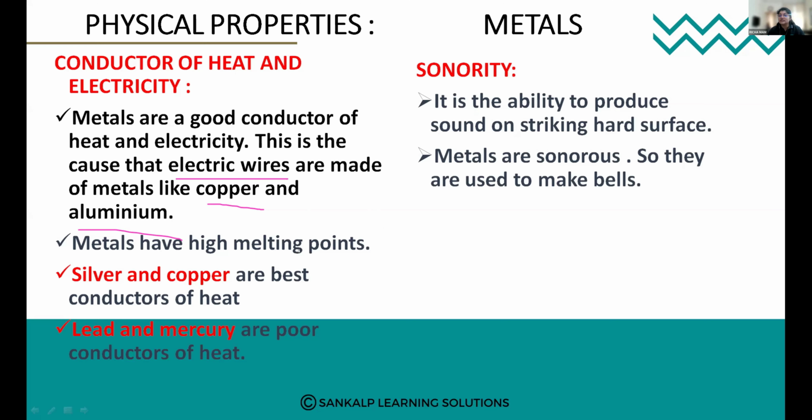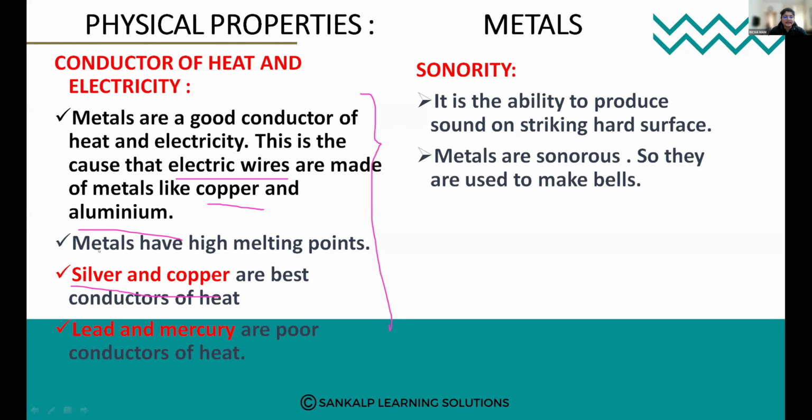Then which are the best conductors of heat? Silver and copper. Okay, silver and copper, remember this, very important. Silver and copper are the good conductors of heat, and lead and mercury are the poor conductors of heat. So this is the property of conduction.